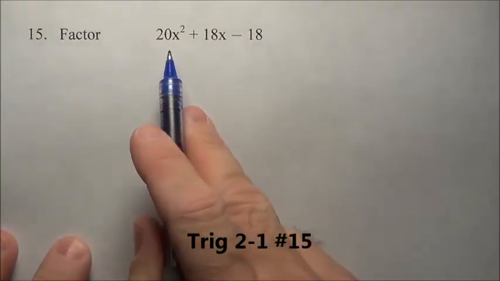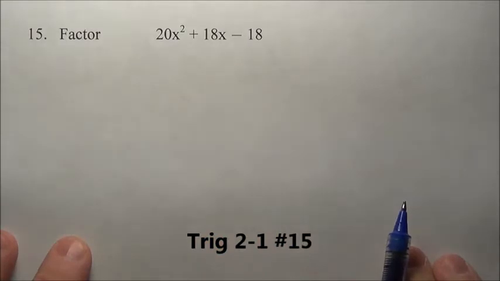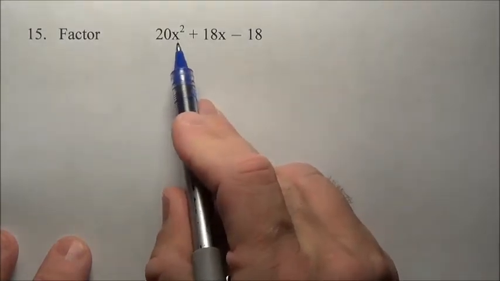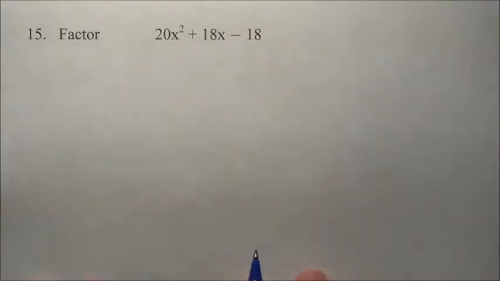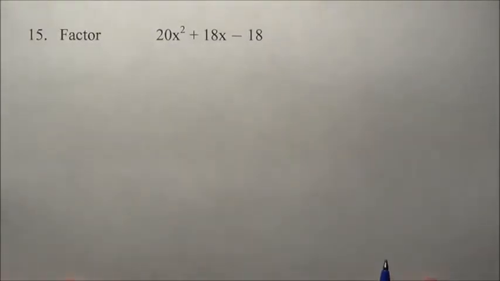Problem 15 says factor 20x squared plus 18x minus 18. Wow, I'm not sure what to do. I'm so used to just having a single number in front of that x squared. Well, let's think about it. What I noticed, 20, 18, 18, they're all even numbers.